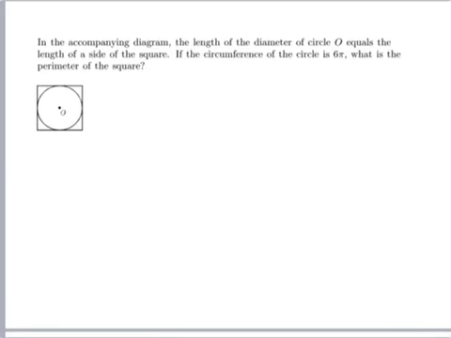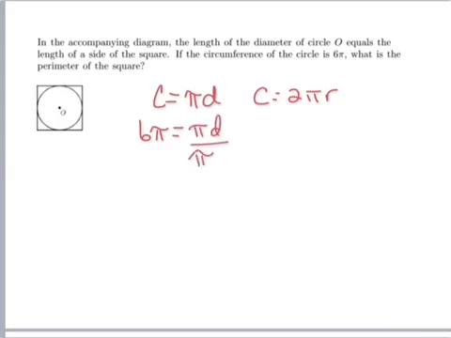Now we're given a circle inscribed in a square. We know the circumference of the circle is 6 pi. So remember that your circumference is either pi times diameter or 2 pi r. I'm going to use pi times diameter. I mentioned that's the one I use the most. I know the circumference is 6 pi, so to get the diameter, I just divide by pi. So my diameter is 6, which tells me that my radius has to be 3.